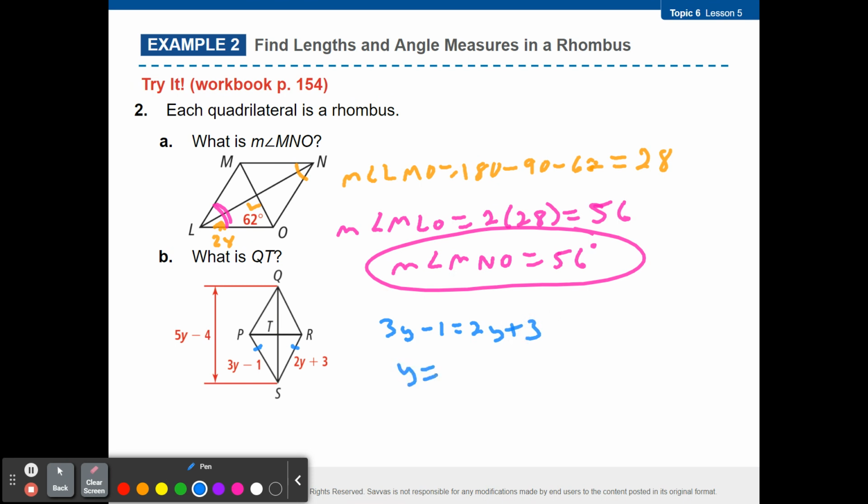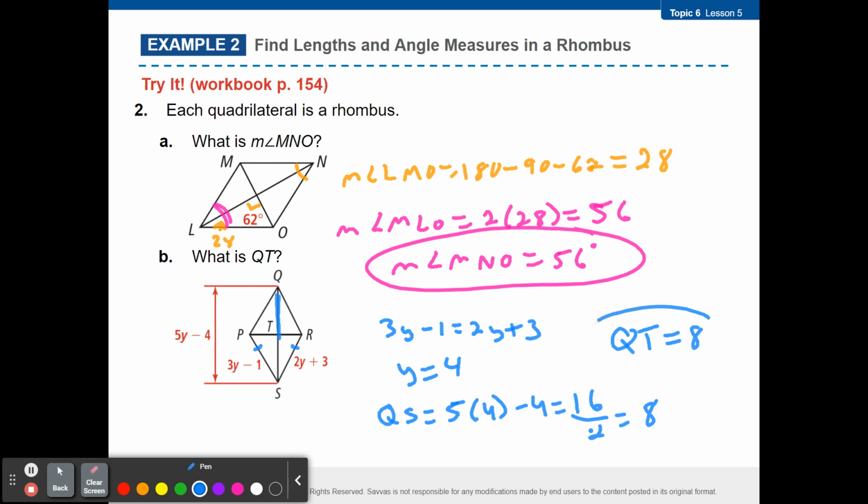Someone tell me, what does y equal here? Cassie? 4. Substitute it in. We get QS, which is going to be 5 times 4 minus 4, which is 16. And then we need to divide that by 2 because they're only asking us for this part right here. So QT is equal to 8.